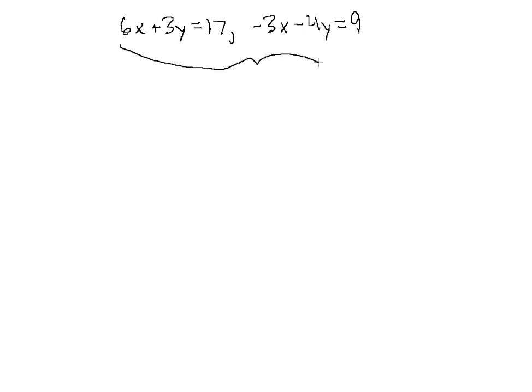Let's say we want to solve the following system of equations. We're given 6x plus 3y equals 17, and minus 3x minus 4y equals a positive 9. Now, solving a system of equations such as this using elimination is ideal because it gives an exact answer, whereas graphing, we know, only gives an approximation, and it usually leads to simpler calculations than when using substitution.